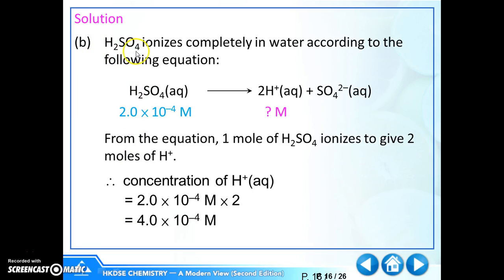Second, H2SO4 also ionizes completely in water according to the following equation. In the notes or textbook, you will know that H2SO4 can ionize to give the hydrogen ions in 2 steps. And the second step is reversible, but in practice, we will treat H2SO4 as a strong acid, which ionizes completely in water. So that means the concentration of H+ will be equal to the concentration of the acid times 2, which is the basicity of the acid.